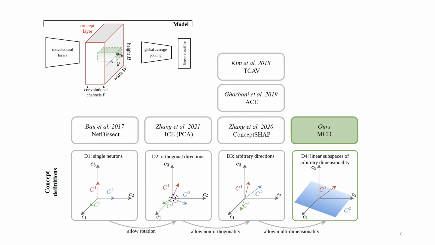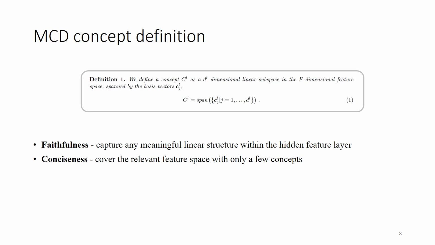Now, for our method, MCD, we propose a new definition, which is multidimensional subspaces of arbitrary rotation. This definition, D4, allows a concept to lie on a hyperplane spanned by multiple directions of the convolutional channels. This is the most general linear structure concepts can possibly form in feature space. With definition D4, one can capture any meaningful linear structure in feature space. Thus, it enables the most faithful concepts among the discussed definitions D1 to D4.